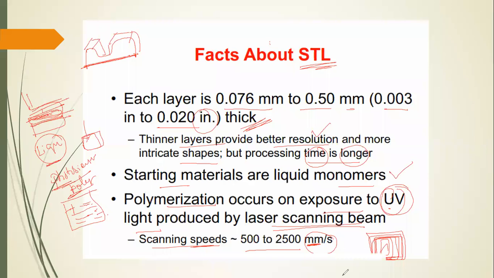The light can be made to fall on the resin. Whenever the laser light falls on the resin, it absorbs the energy and converts into solid form. So the laser light is very important, and the liquid photosensitive polymers are very important. The time is more, okay; accuracy will be obtained if it has less thickness.